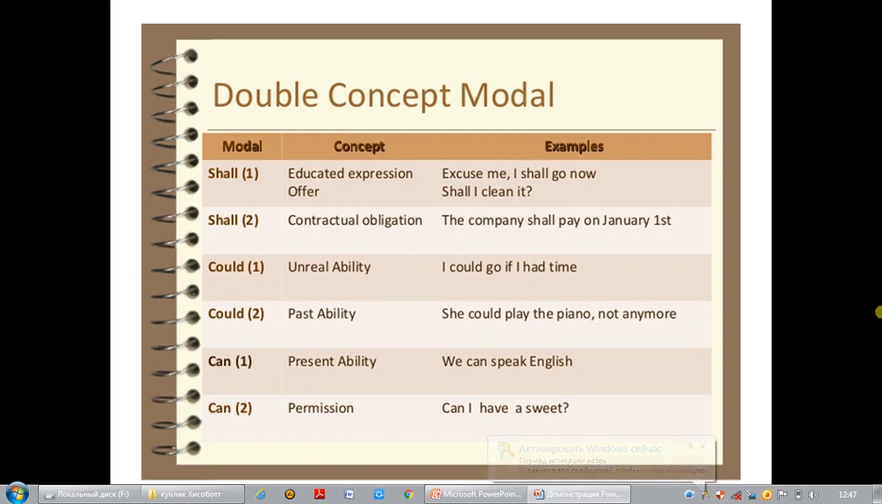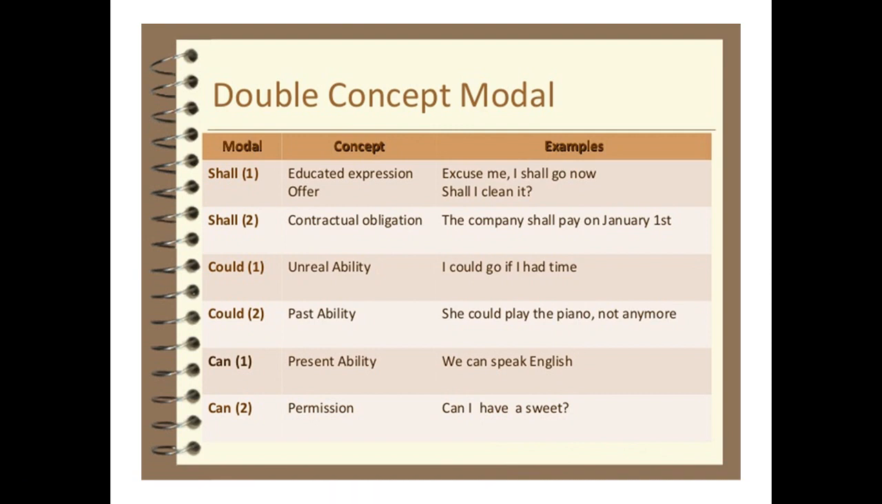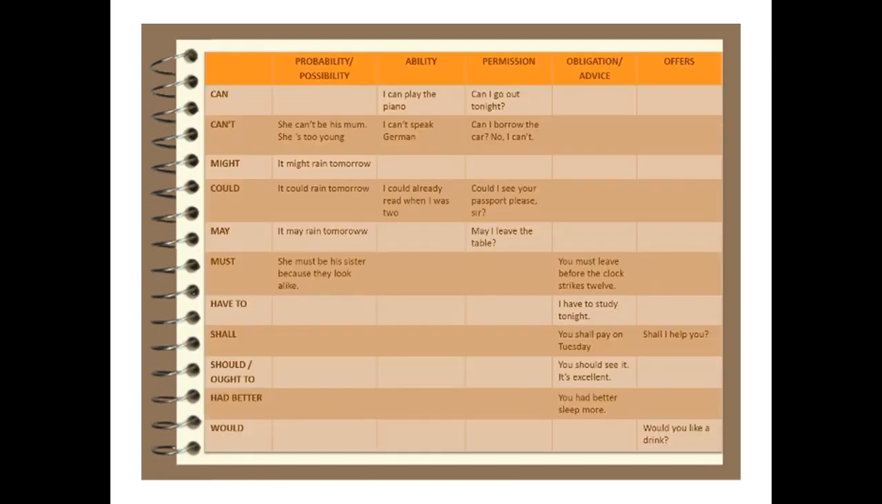Could, unreal ability. I could go if I had time. Could, past ability. She could play the piano, not anymore. Can, present ability. We can speak English. Can, permission. Can I have a sweet? Now let's remember.